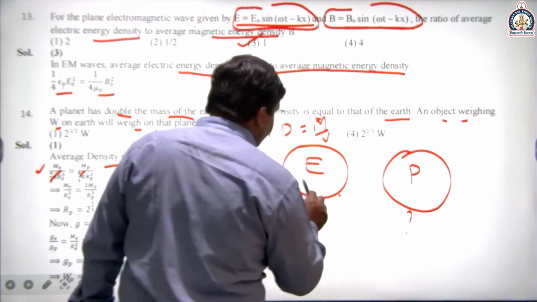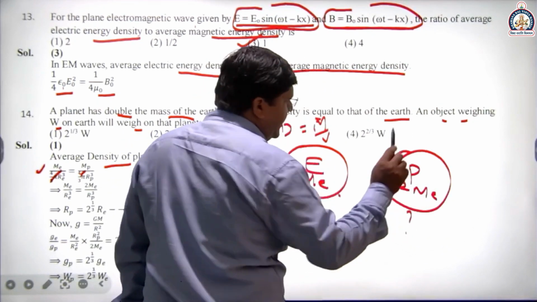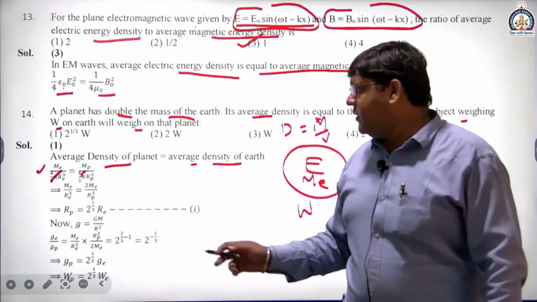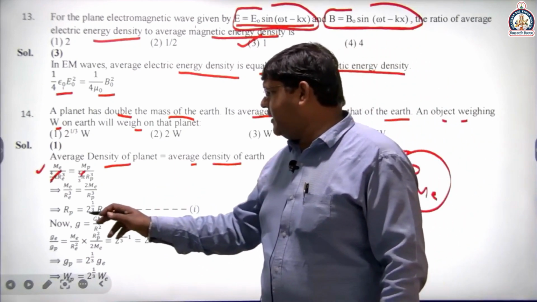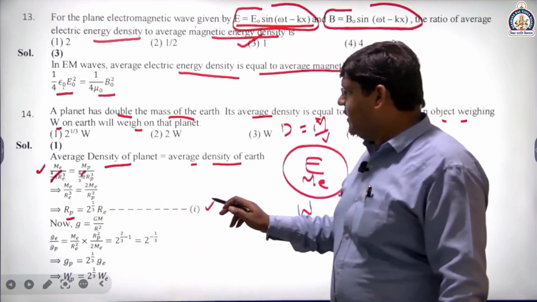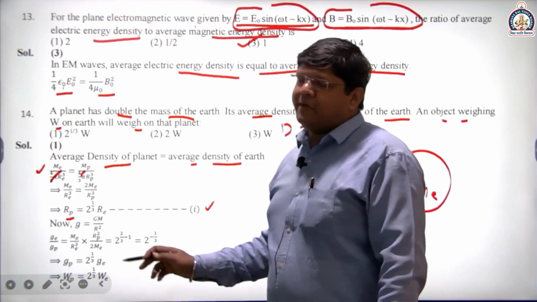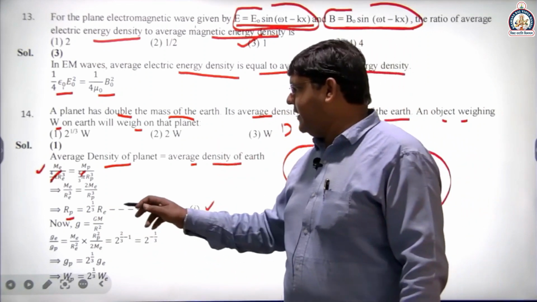So the mass of the Earth is Me, so the mass of the planet must be 2Me according to the question. Now on solving, we get Rp is equal to 2 raised to power 1 by 3 Re. This is a relation between the radii. The radius of the planet must be equal to 2 raised to power 1 by 3 times the radius of Earth.